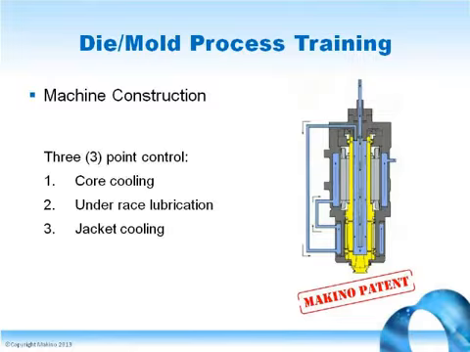One example of a key technology would be the core-cooled under-race lubricated spindle that is pictured here. This is a patented design which allows the spindle to stay extremely stable for long-running cutting cycles. In class, we show how to maximize the efficiency of this spindle for the best possible machining results.